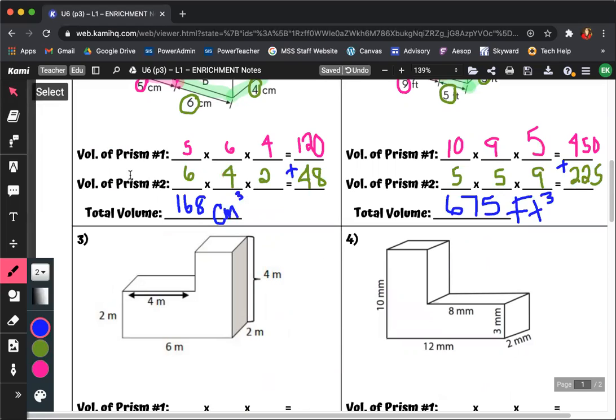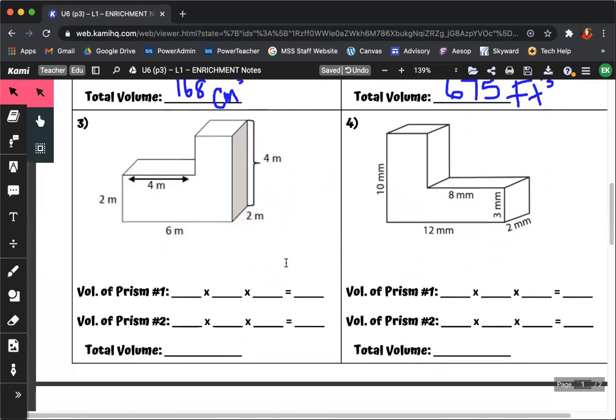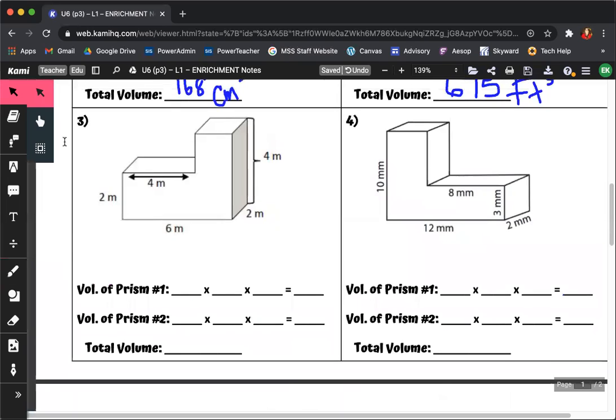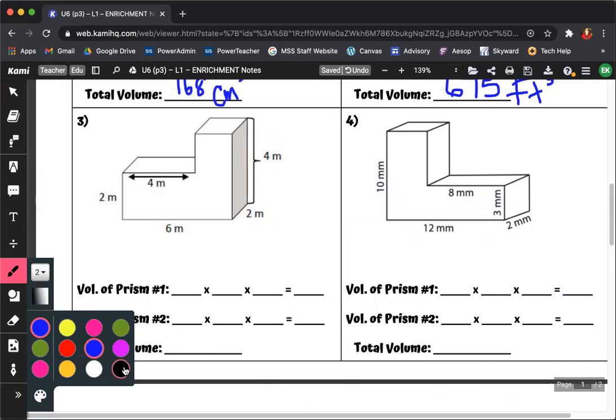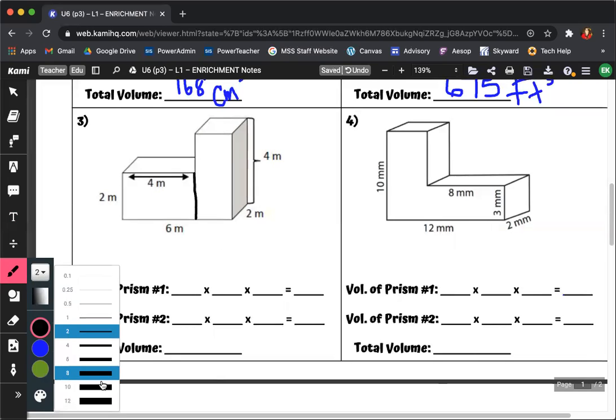All right, let's look at the next two. These ones aren't divided for us, so I'm going to put in those dividing lines. What I'm going to do here is I'm just going to cut it off right here. And then I'm going to do the highlighting of the different sides.